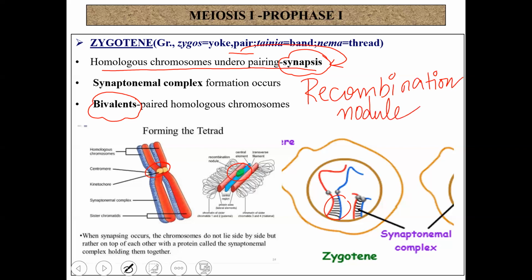They form recombination nodules. These recombination nodules are also involved during the process of the synaptonemal complex. More prominently, the recombination nodules are seen when crossing over takes place in the next stage, that is Pachytene.